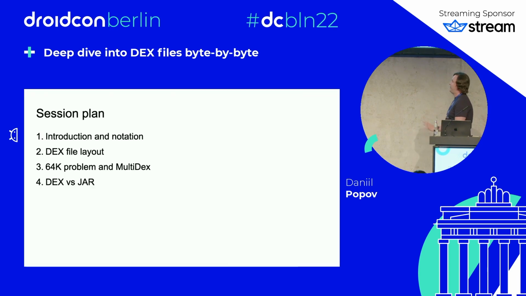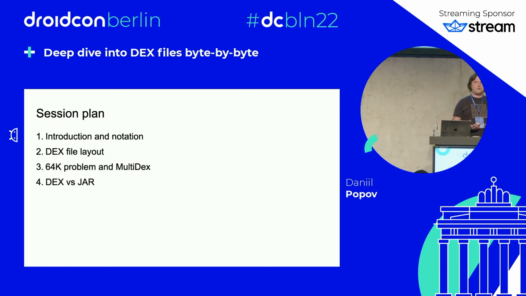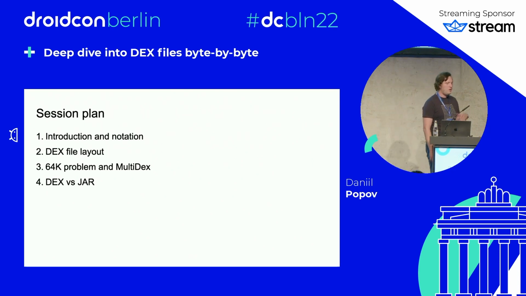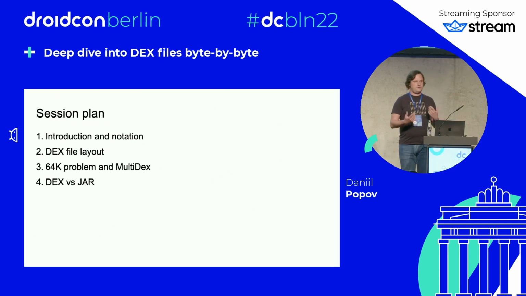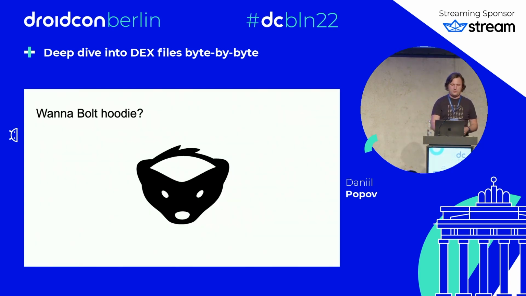OK, so I have the following plan. We start with some introduction and notation. Then we will proceed to the DEX file structure itself. That's the main part, I guess, of the talk. And after that, we will cover the reasons of the well-known 64K problem and what multi-DEX does with it. And also, in the end, we will compare DEX versus jar to understand how the DEX file structure was developed. And here's our plan. OK, let's start with introduction and notation.